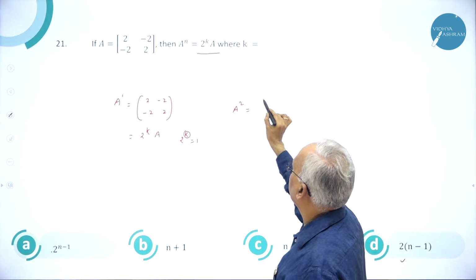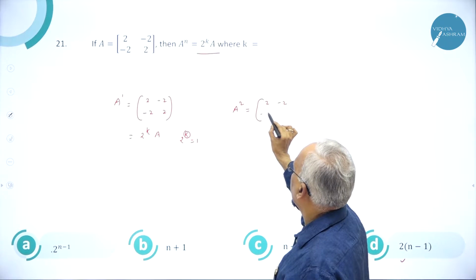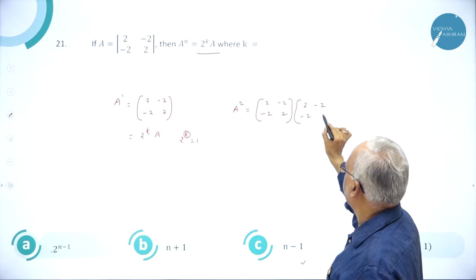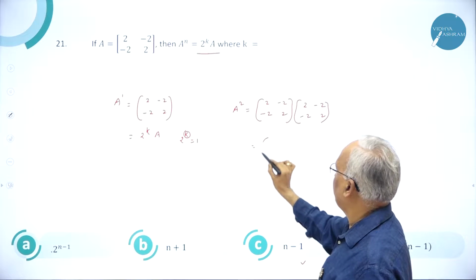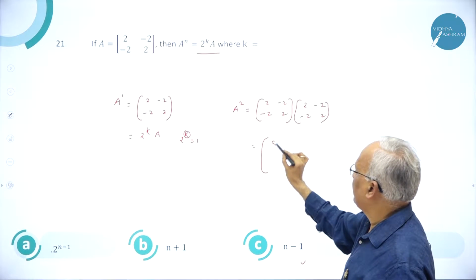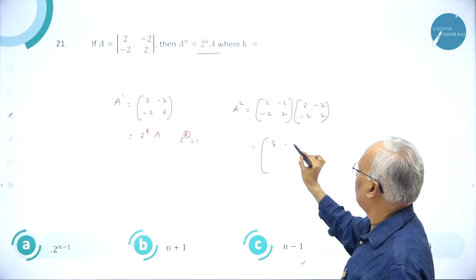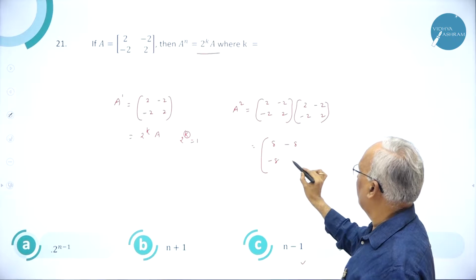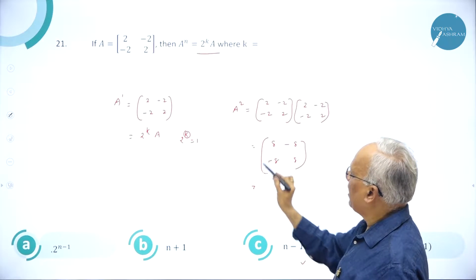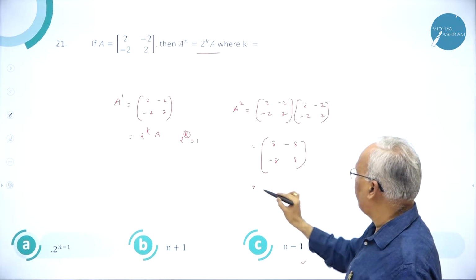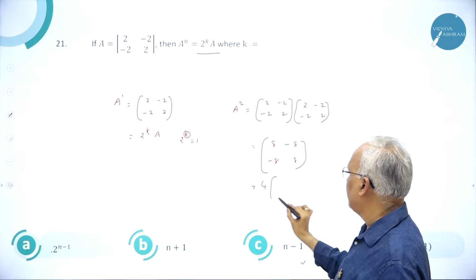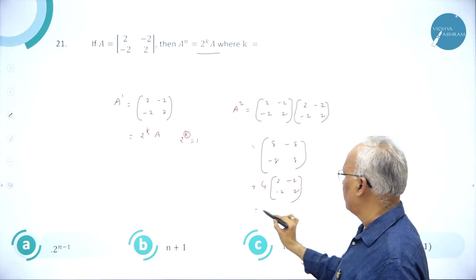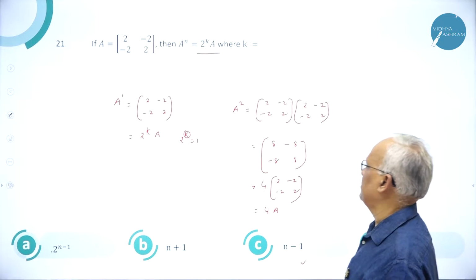A squared is equal to 2 minus 2 minus 2 2 into 2 minus 2 minus 2 2. You take this, multiply quickly. 4 plus 4, 8. Minus 4 minus 4, minus 8. Minus 4 minus 4, minus 8. And 4 plus 4, 8. Which is equal to, I want again in terms of a. So take 4 outside. 4 into, you can write 2 minus 2 minus 2 2, which is equal to 4 into a. This is 4 into a.